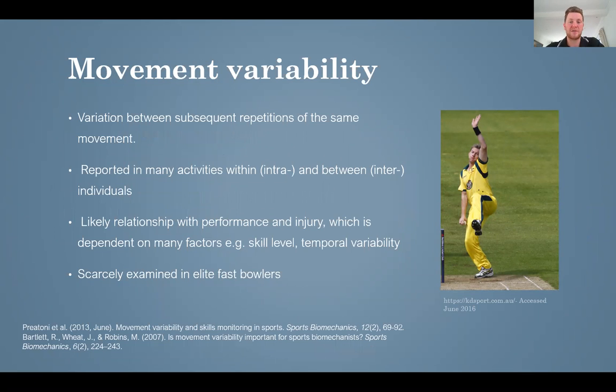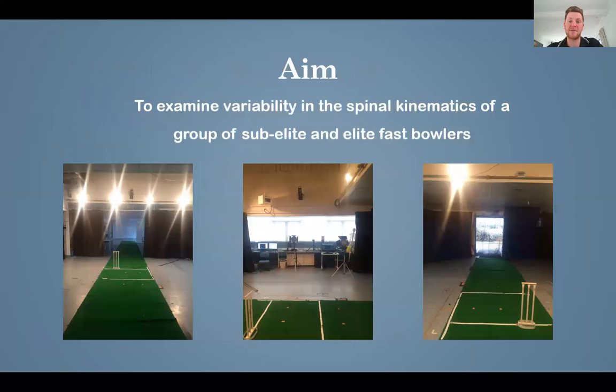There's a good definition there for movement variability, and it's been reported in lots of other activities within and between individuals. So we know that because of the degrees of freedom problem, we can't exactly replicate the same movement from trial to trial. And similarly, each person's going to move in a slightly different way to another person. And it's likely that there's a relationship between movement variability and both performance and injury. But before this can be investigated in fast bowlers, we first have to look and see how much movement variability there is. And that was quite simply the aim of this study, to examine variability in the spinal kinematics of a group of sub-elite and elite fast bowlers.